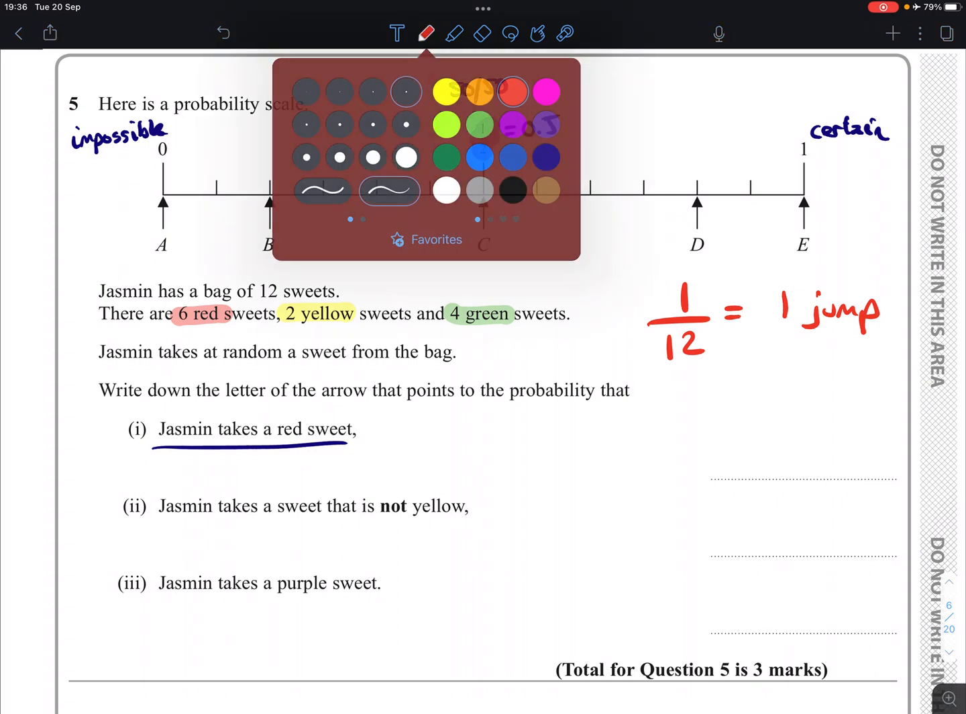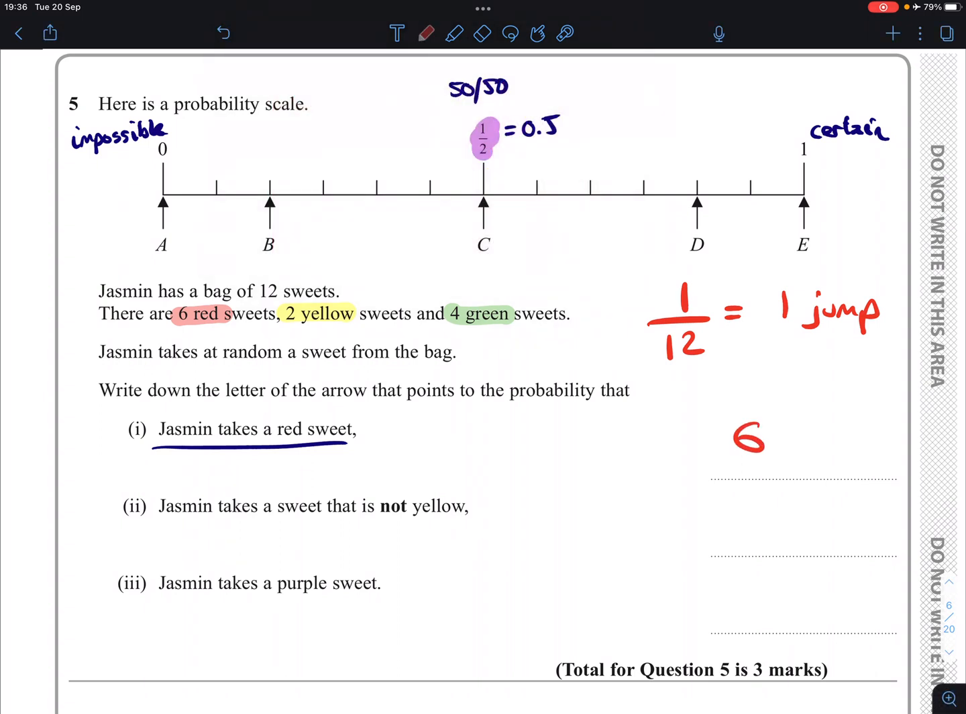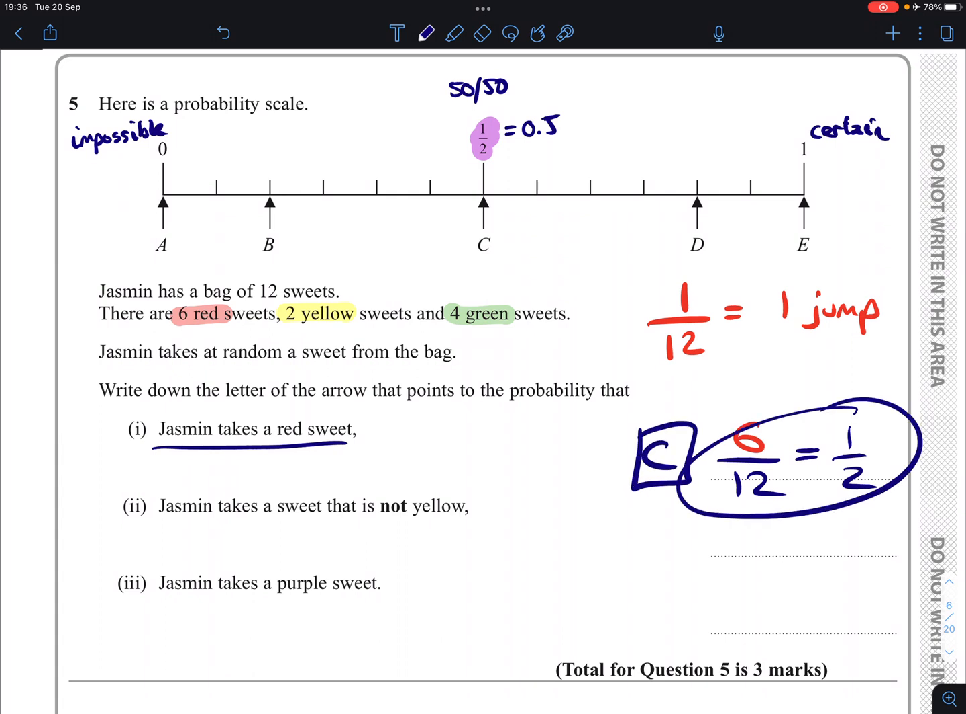Well, there are 6 red suites out of a possible 12, which gives us 6 over 12, which basically means we're going to be 6 jumps out of the 12, which takes us to C. Another way we can look at this is 6 over 12 simplifies to a half. Therefore, the answer for this is C. Even though that's the maths that back it up, C is technically answering the question because it asks us to write down the letter. Part 2, Jasmine takes a suite that is not yellow.